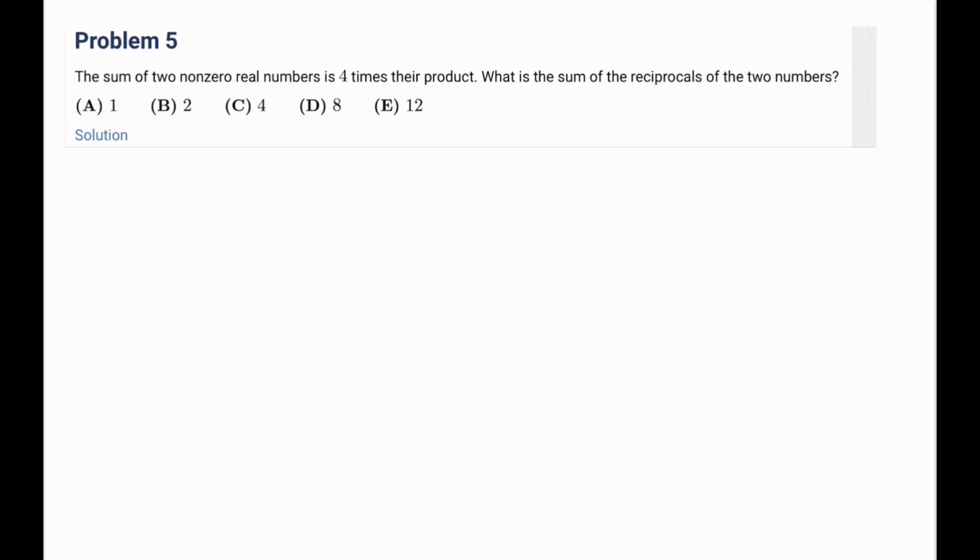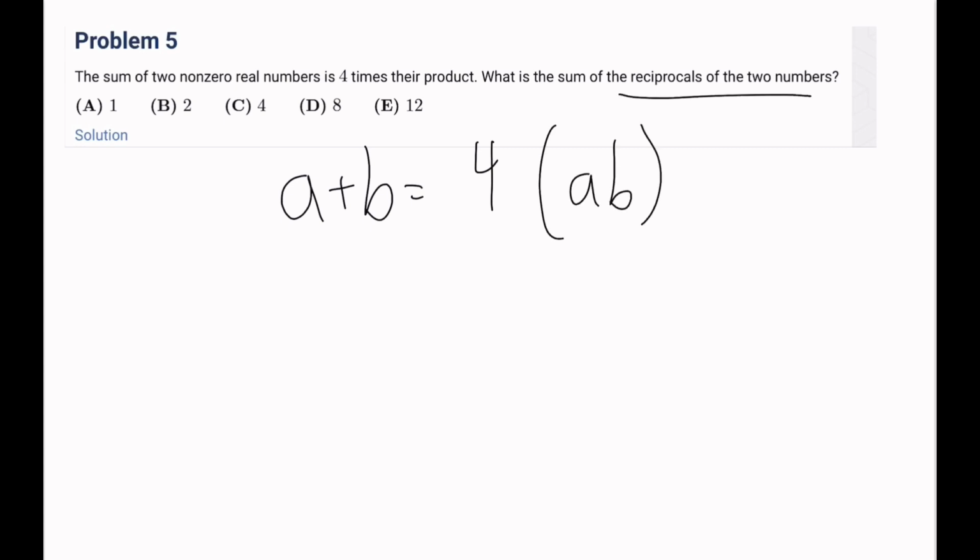Number 5, the sum of 2 non-zero real numbers is 4 times their product. What is the sum of the reciprocals of the 2 numbers? Okay, so let's say that the non-zero real numbers are A and B, so their sum is 4 times their product, and we need the reciprocals of the 2 numbers, the sum, right? So it's 1 over A plus 1 over B.